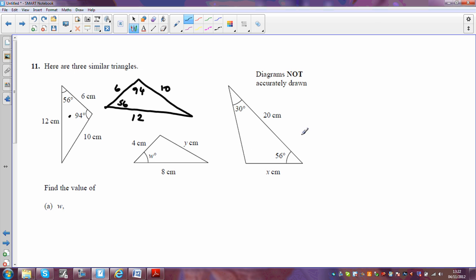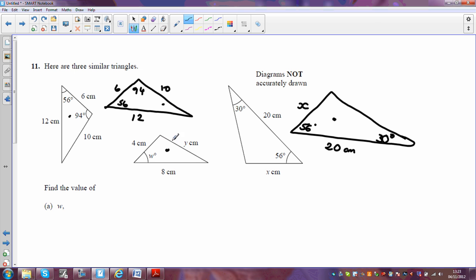And I'm going to do the same with the big triangle over here, just to make it a little bit easier. So the longest side is that one down the bottom. Okay, so can you see if I look at this triangle here, and this triangle here, they're all the same way up. So in this case, the 56, if we flip it around, is going to be there. The 20 centimeters is the longest side, which is there. And then that one is the 30-degree angle. And this one is X.